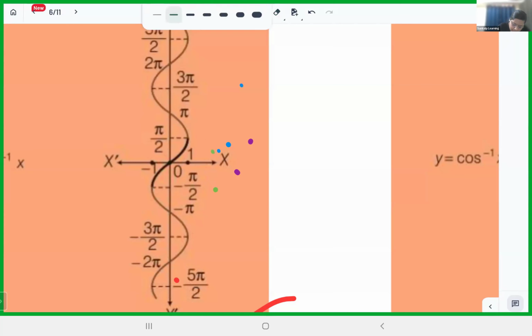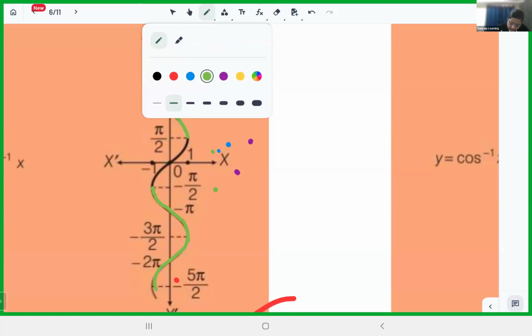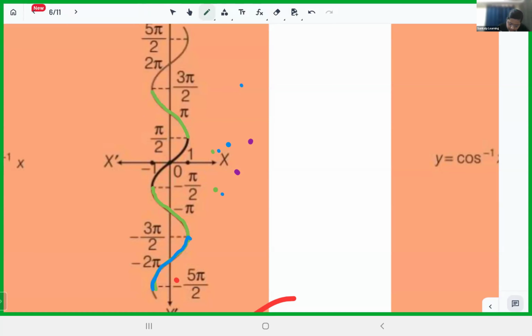So we can consider this one, pi by 2 to 3 pi by 2. Similarly, we can consider this portion also: minus pi by 2 to minus 3 pi by 2, which means the range of sine inverse x will definitely be a multiple of this pi by 2. We can take again minus 3 pi by 2 to minus 5 pi by 2; this portion can be taken. Similarly, we can take this portion also, that is 3 pi by 2 to 5 pi by 2.